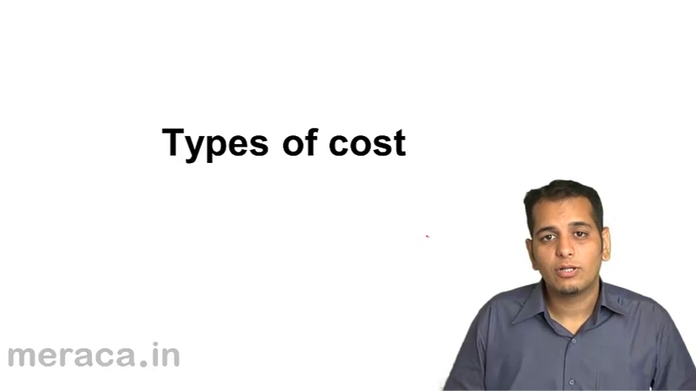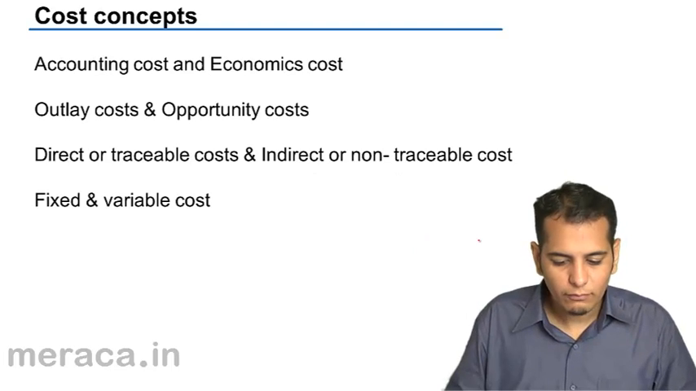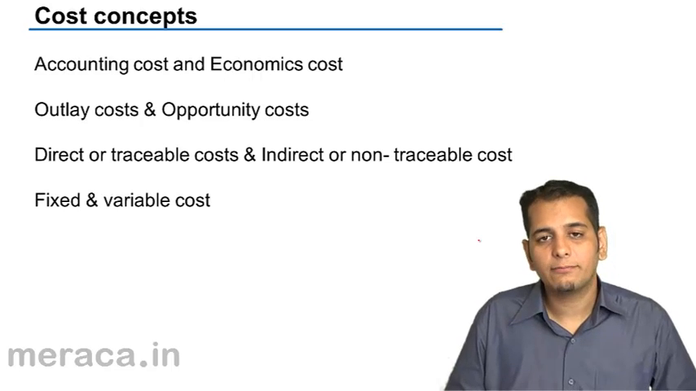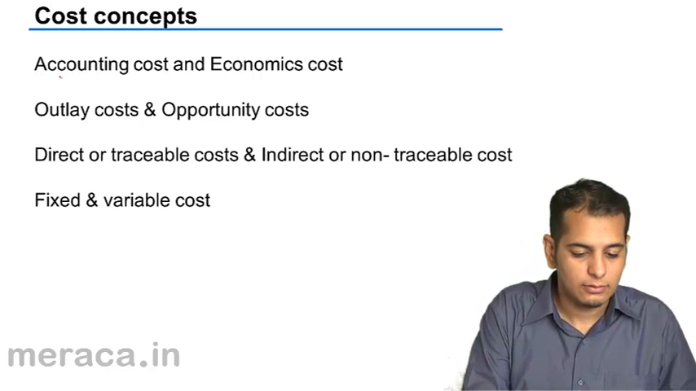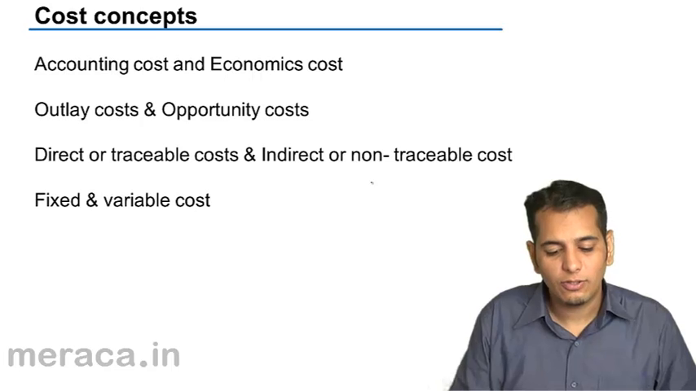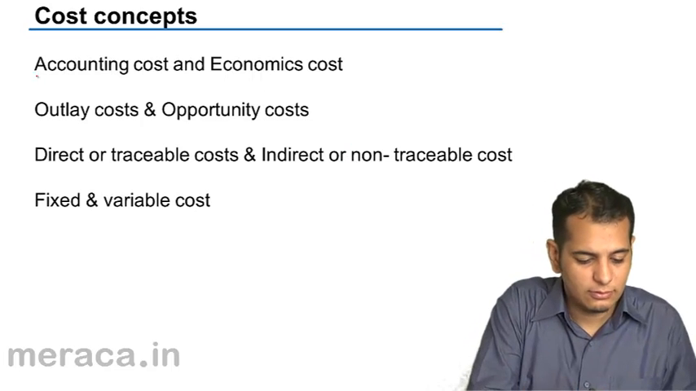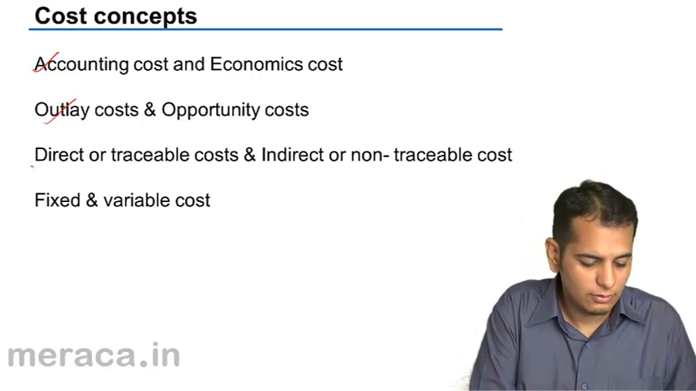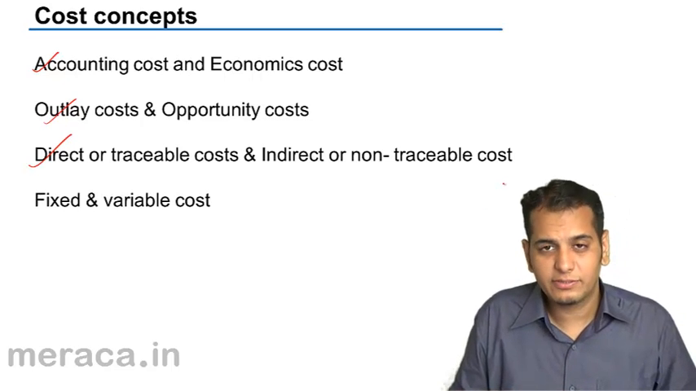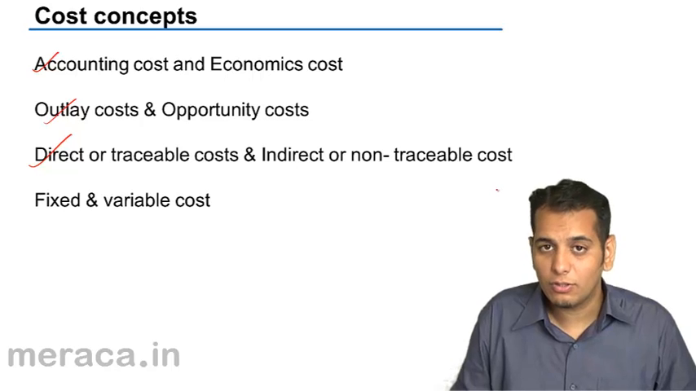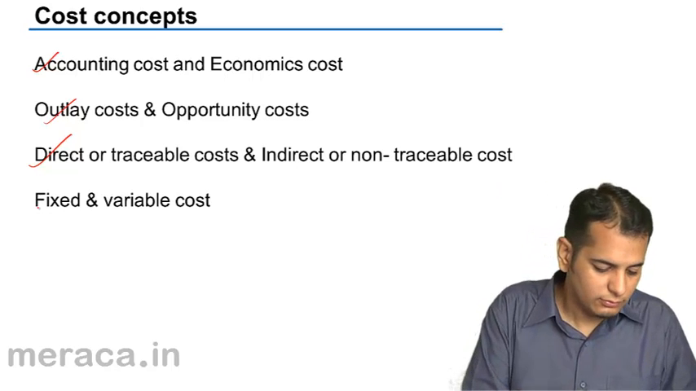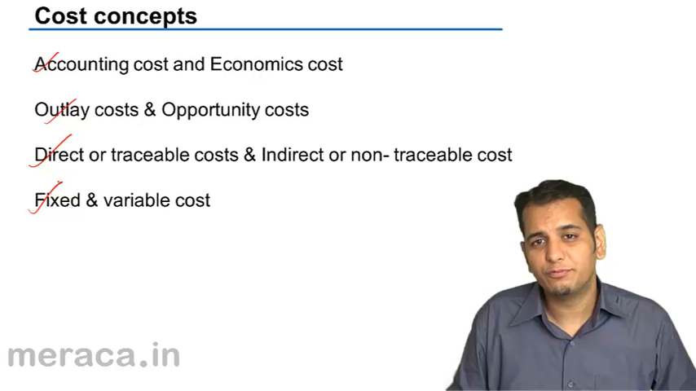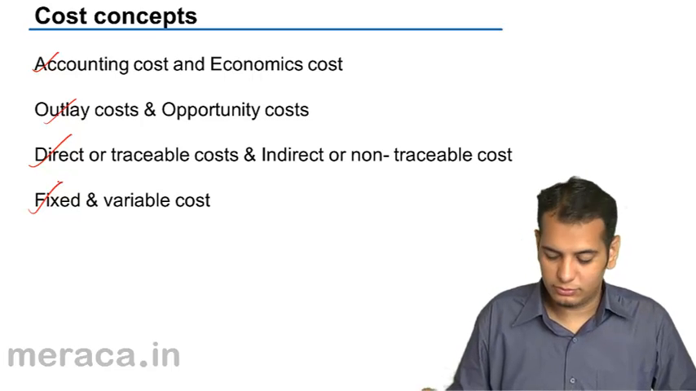Now let's see what are the types of costs. We'll cover the following types of costs: the accounting cost and the economic cost, outlay cost and opportunity cost, direct or traceable costs, and indirect or non-traceable costs, and finally the fixed or variable costs.